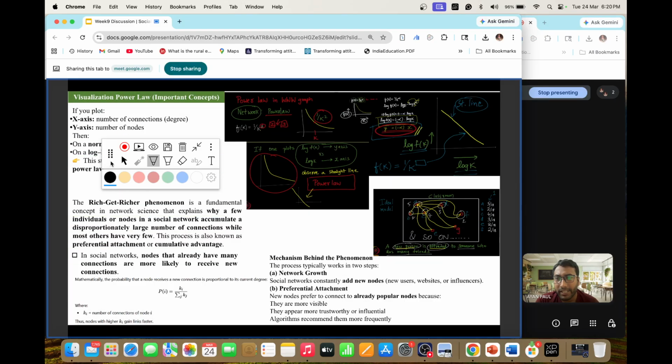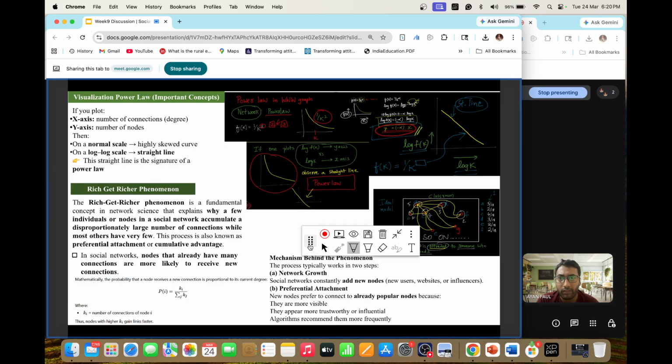Now, visualization of this power law. If you plot the x-axis as the number of connections, or degree, and the y-axis as the number of nodes, then on a normal scale it is highly skewed. Your power law looks something like this. That means it is skewed.